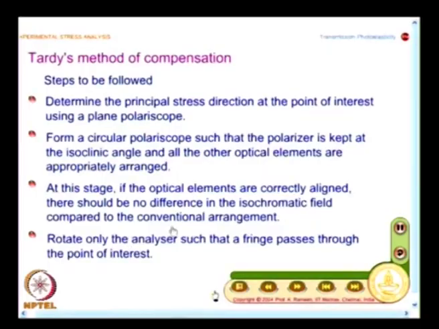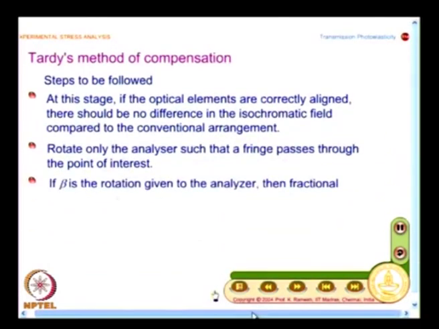There is no preferred orientation that you should always rotate clockwise or you should always rotate anti-clockwise. You have to do it depending on the problem at hand, and in experimentation we always want to do some kind of averaging. So, you better do one measurement by anti-clockwise, another measurement by clockwise. So, you take the average of these two and find out the actual fractional fringe order, then the total fringe order. And what I said was, suppose beta is the rotation given to the analyzer, then fractional retardation is given in terms of fringe orders.